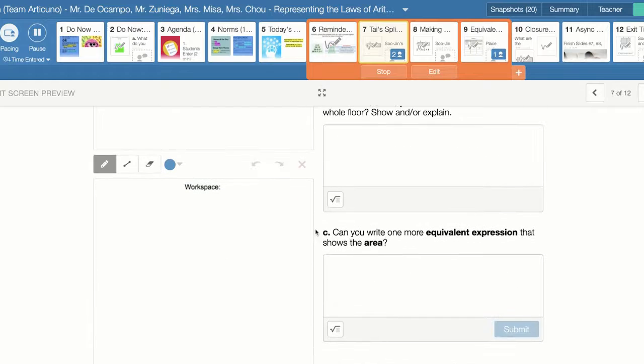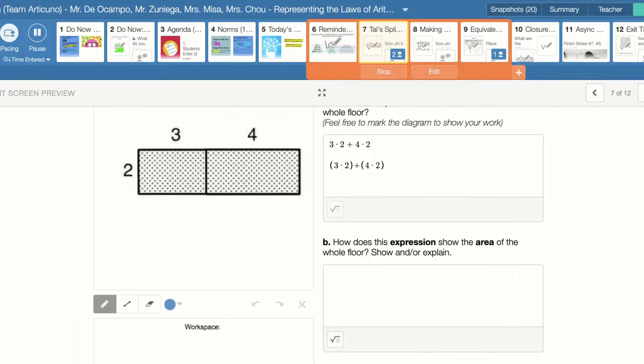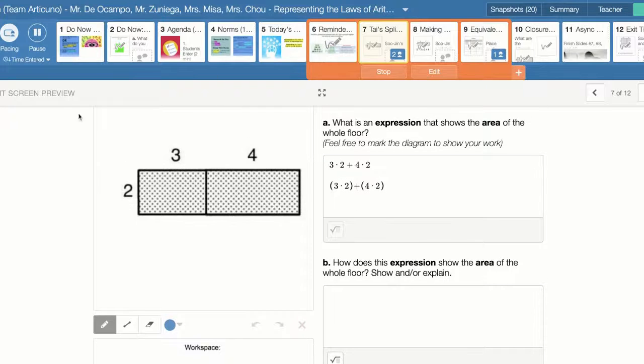Okay, because over here where it says letter C, it says, can you write one more equivalent expression? By the way, equivalent means equal. So can you write one more equal expression that shows the area? Okay, let's talk about another strategy for doing this problem, keeping in mind that the area of a rectangle is always going to be length times width.